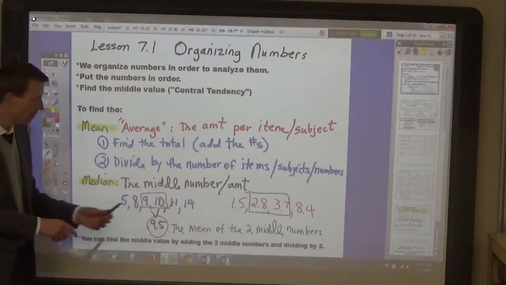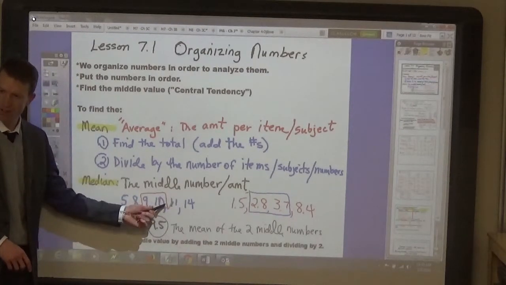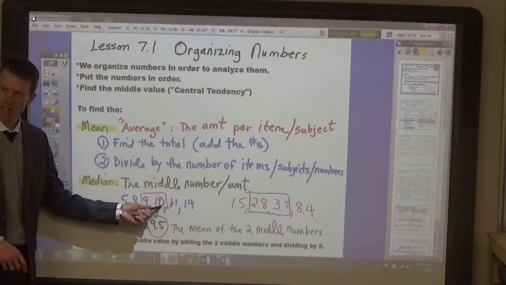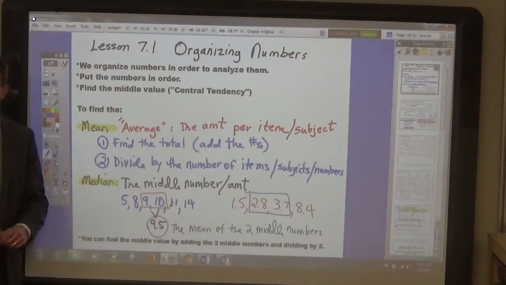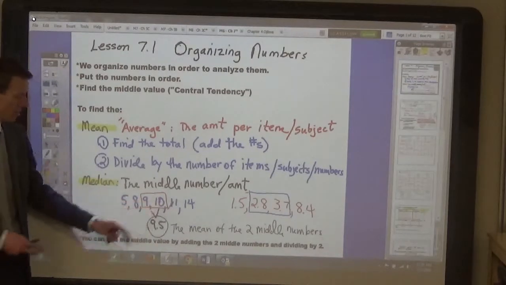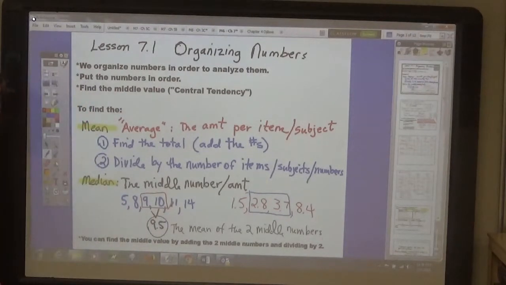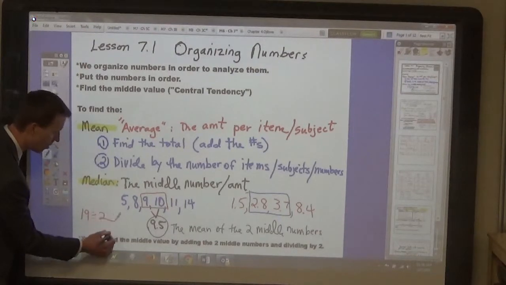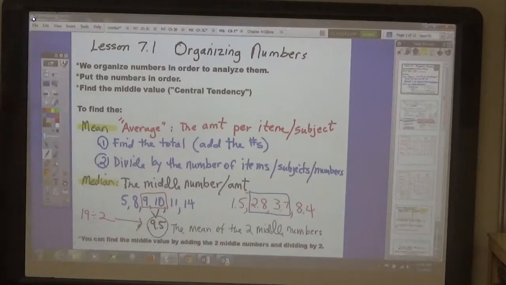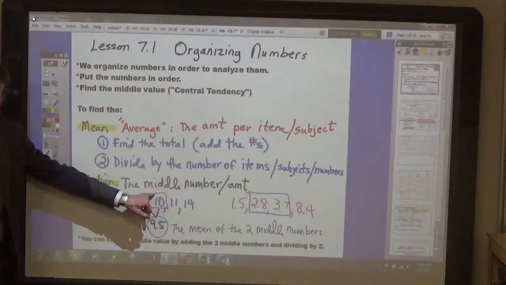Yeah, so if you're trying to find the mean of two numbers, you just add those two numbers together. So 9 plus 10 is 19. And then you would divide it by 2 because you're trying to find the mean of these two numbers. So 19 divided by 2. And guess what? It's 9.5. That would be the middle value between the two numbers.